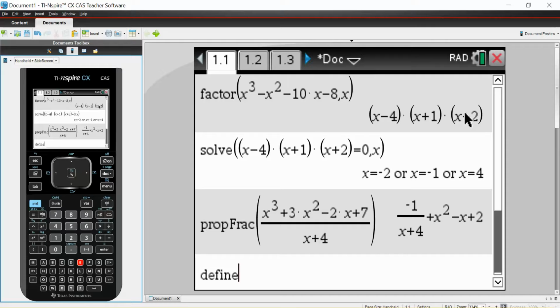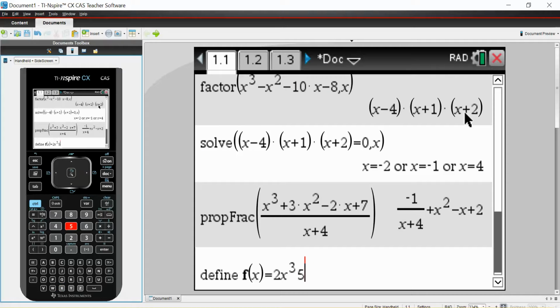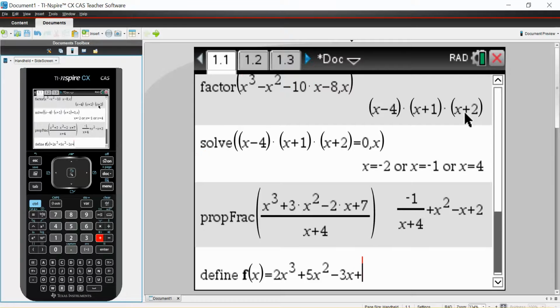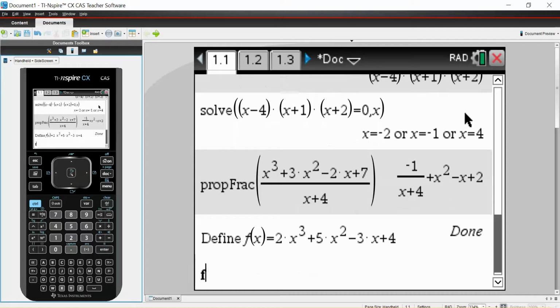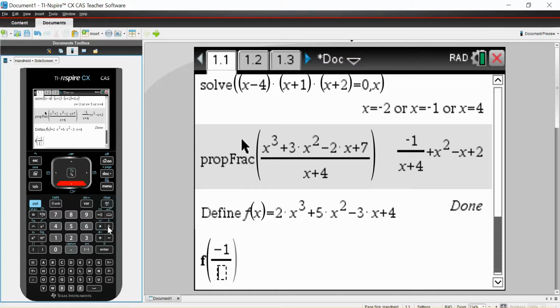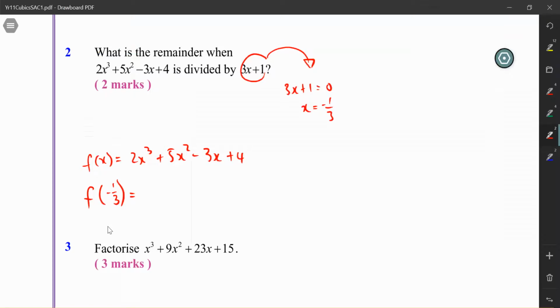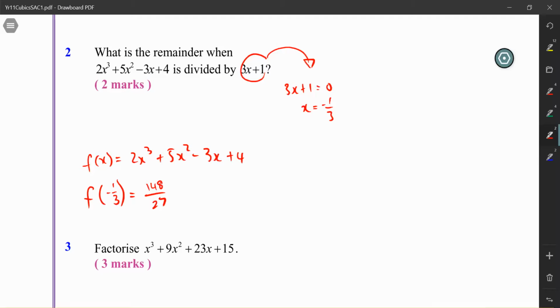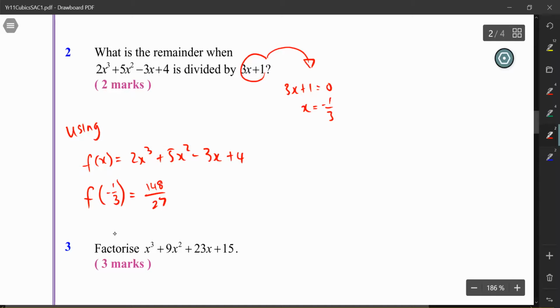So I would do define f of x is equal to 2x cubed plus 5x squared minus 3 times x plus 4. Okay, and then f of, and this is where I put in the fraction, -1 over 3, and I get 148 on 27. 148 on 27. Okay, there you go. Using remainder theorem.